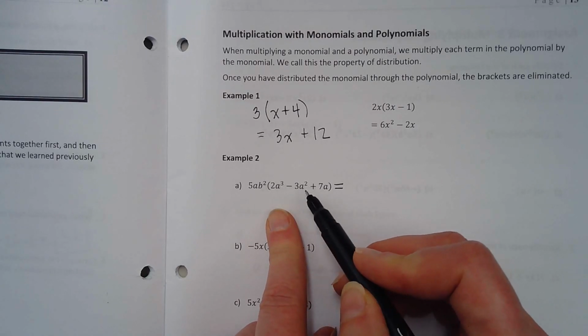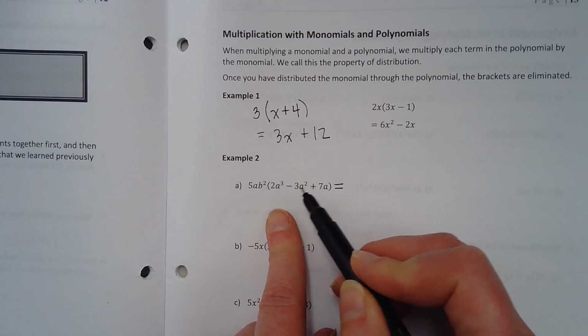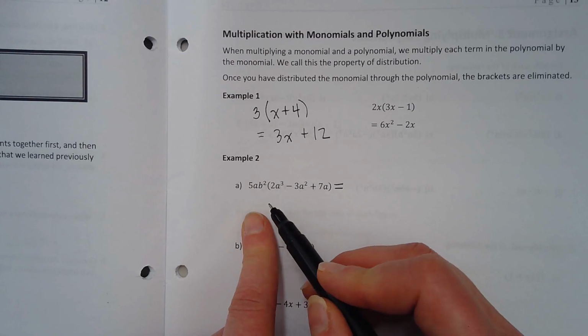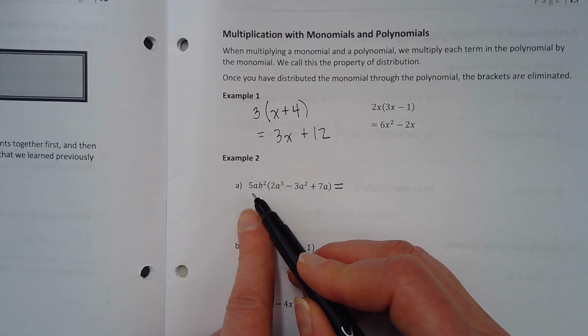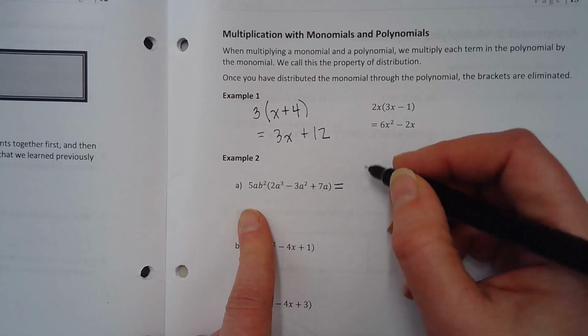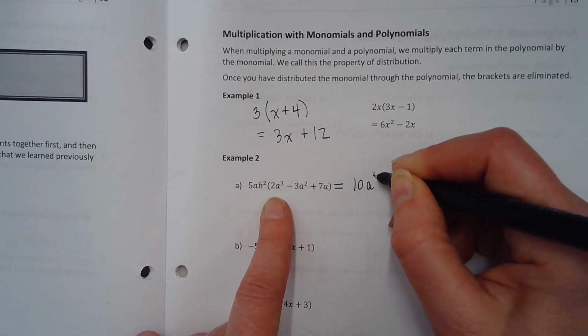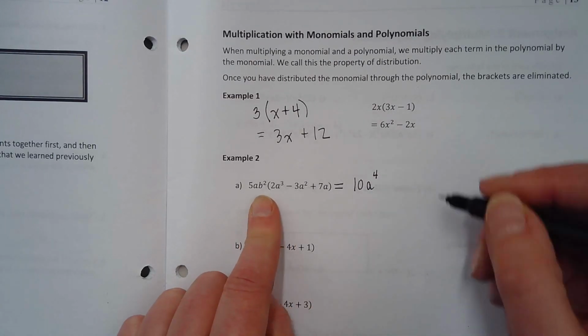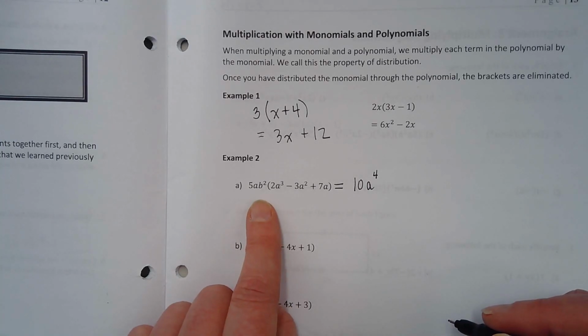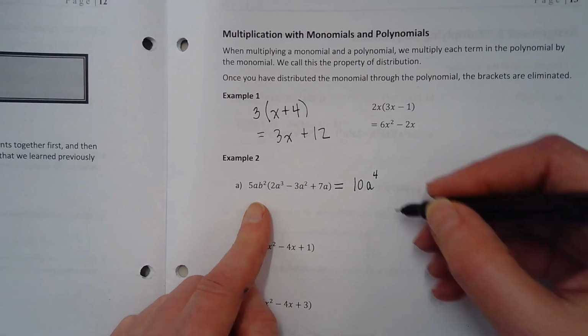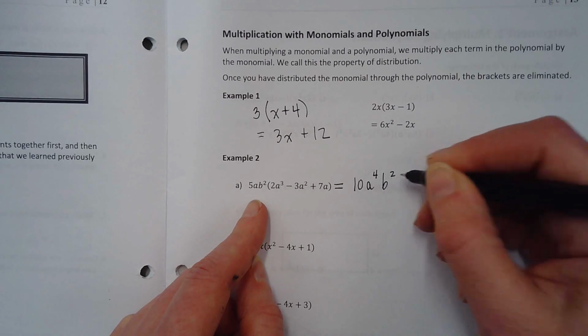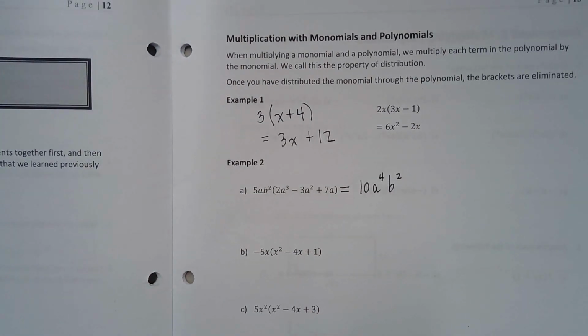I've got a cubed, a squared, a. None of these are like terms, right? So I'm just going to go ahead and multiply. So 5 times 2 gives me 10. And then I get a to the power 4. Now, there's nothing to multiply the b squared with, right? So it just remains b squared. It just stays like that.